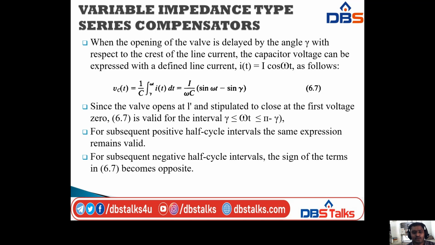Since the valve opens at 1 dash and is stipulated to close at the first voltage 0, this is valid for the interval omega t between gamma and pi minus gamma. For subsequent positive half cycle intervals, the same expression remains valid, and for subsequent negative half cycle intervals, the sign of the terms becomes opposite. So if you have the positive half cycle, that means positive term, and it will become opposite in the negative half cycle. That is minus.